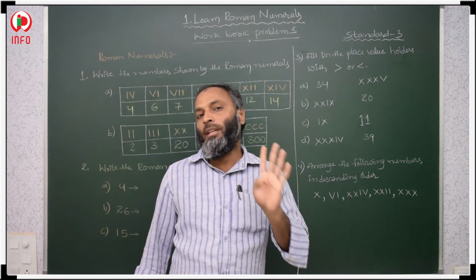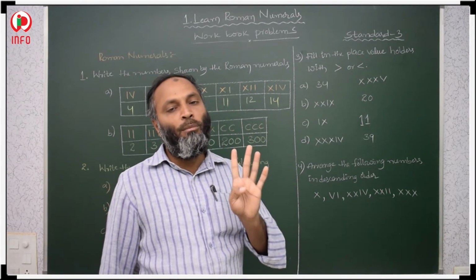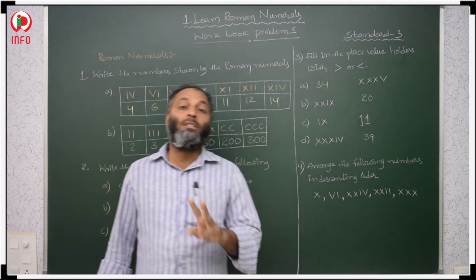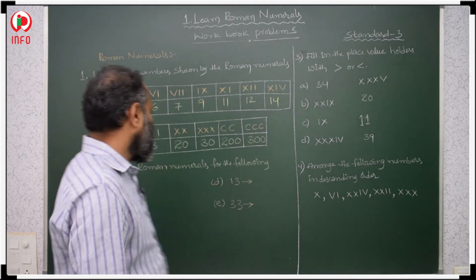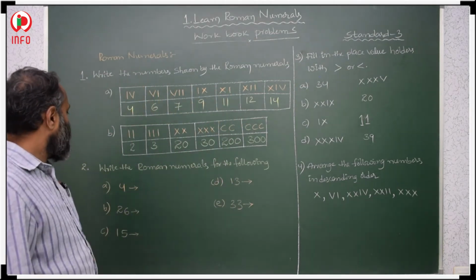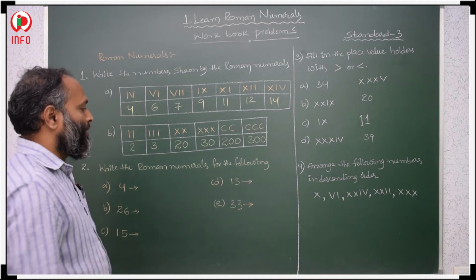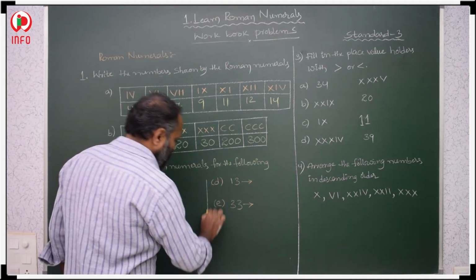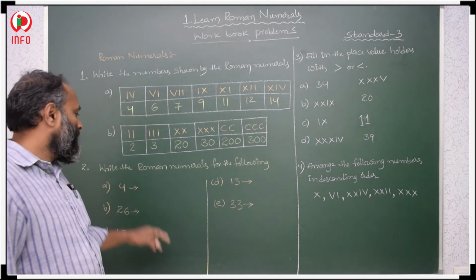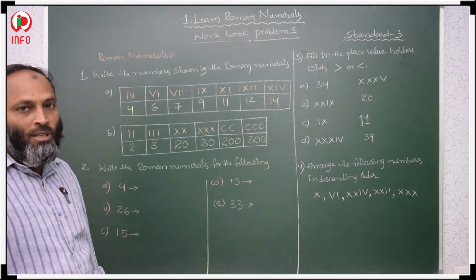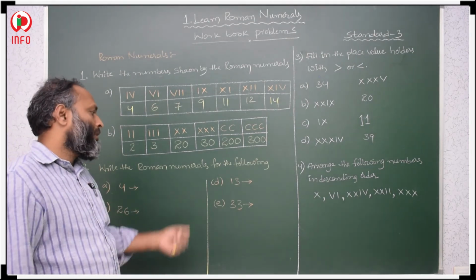Remember. Other than these, the remaining 4 Roman numerals will repeat, to a maximum of 3 times only, not more than that. Now, in the second question, write the Roman numerals for the following. Here, Hindu-Arabic numbers are given, and we have to convert these Hindu-Arabic numerals into Roman numerals.